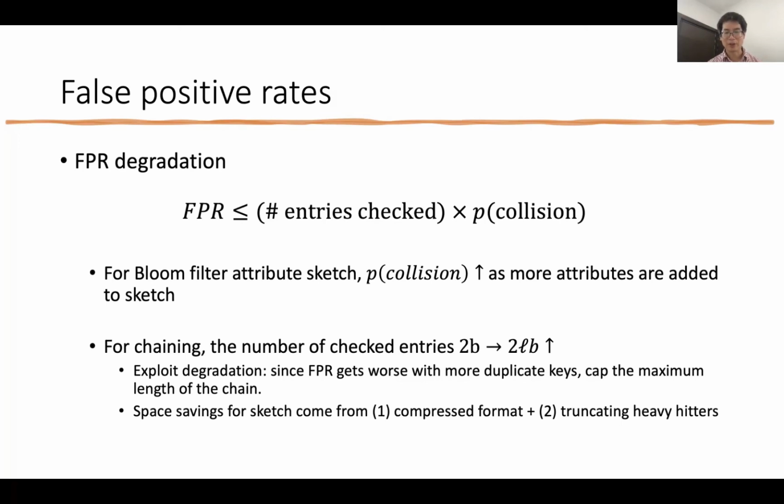And this is also another one of the reasons that we cap the maximum length of the chain, since as you add more and more duplicate keys, the false positive rate is getting worse anyways, at some point we just go ahead and stop. And so the space savings for this sketch really comes from two reasons. One, which is that the attributes themselves are compressed, but the second is that we're truncating heavy hitters in the data.